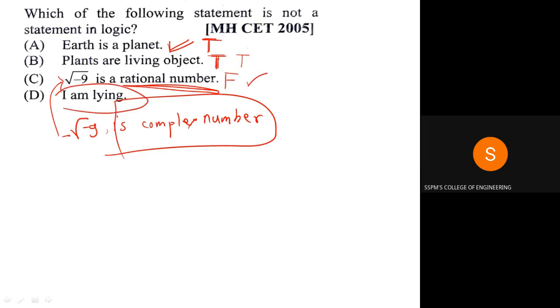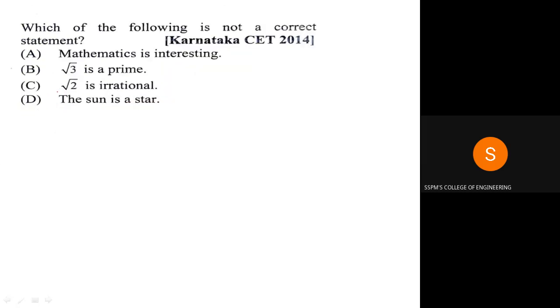But "I am lying" is not a statement. It is just a linguistic sentence. It is just a sentence. It cannot be considered as a mathematical statement. "I am lying." So this will be your answer.